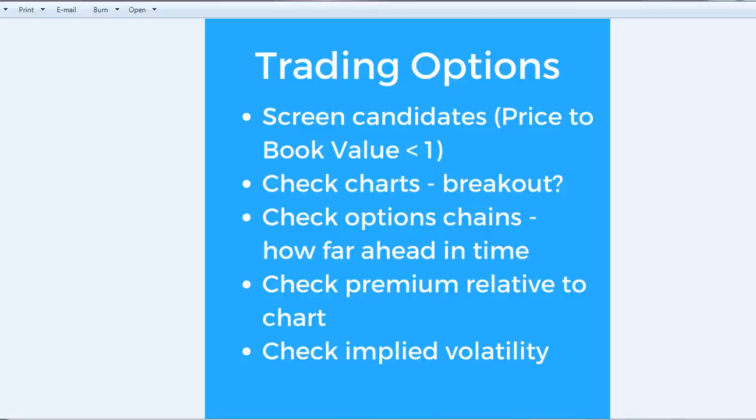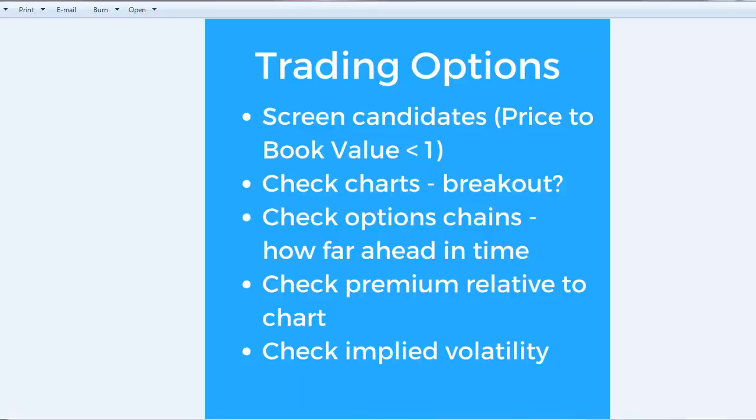In this video, I'm going to walk through the steps I go through to identify opportunities for which to trade options. So the steps are set out in front of you. I'm going to talk about how I screen candidates. I'm going to use as an example stocks that have a price to book value less than 1, so the market thinks they are not as valuable as their book assets.